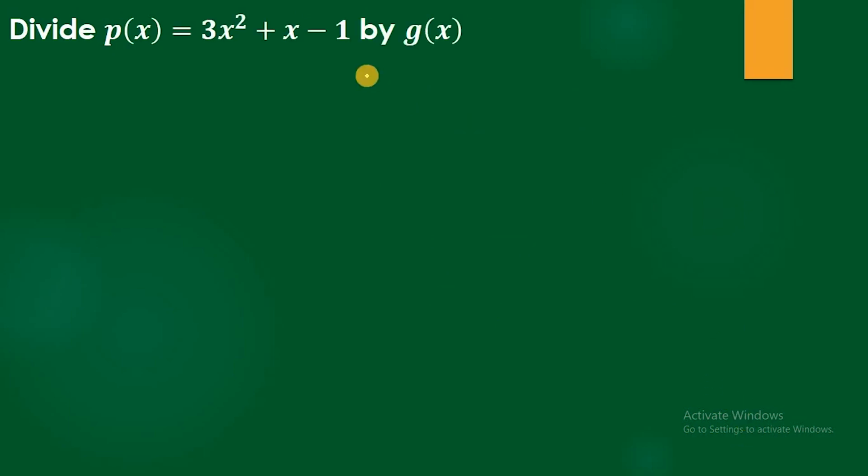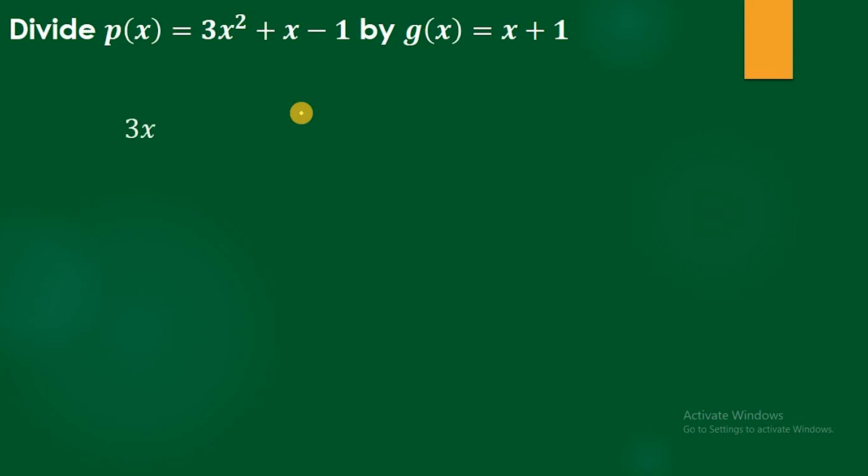So let's take another example. We have to divide p of x equal to 3x squared plus x minus 1 by g of x equal to x plus 1. Here we are dividing a quadratic trinomial, quadratic because the highest power is 2, trinomial because there are 3 terms, by a linear binomial. Binomial means there are 2 terms, first term is x, second term is 1, and linear because the highest power of the variable here is 1.